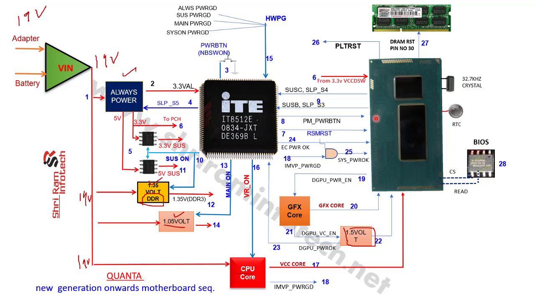This 3.3 goes to the CPU. It is called VCCDSW, deep sleep power okay signal. This goes to the CPU. The CPU gets RTC VCC, then the RTC clock, then DPWROK. So these signals reach the CPU.